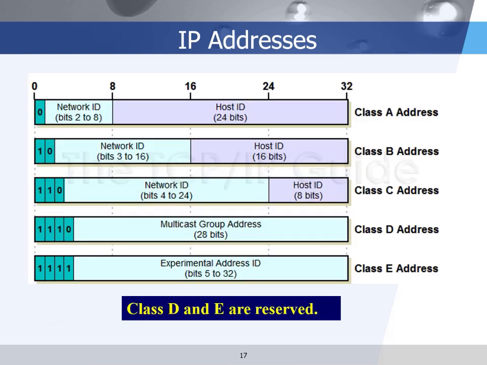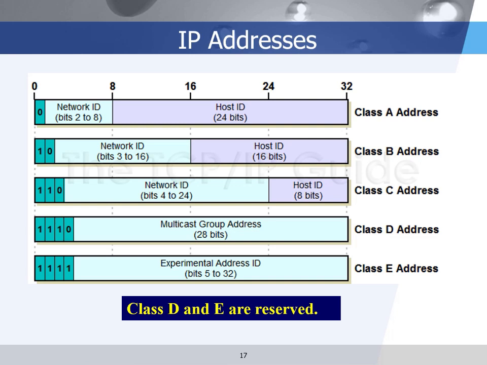So here shows you different types of IP address. We have 5 types of IP address. For class A address, we use 1 byte for the network part and 3 bytes for the host number part. And for class B address, we use 2 bytes for the network number and 2 bytes for the host number. And for the class C address, we use 3 bytes for the network number and 1 byte for the host number. And class D and E are reserved. It's not a typical IP address.